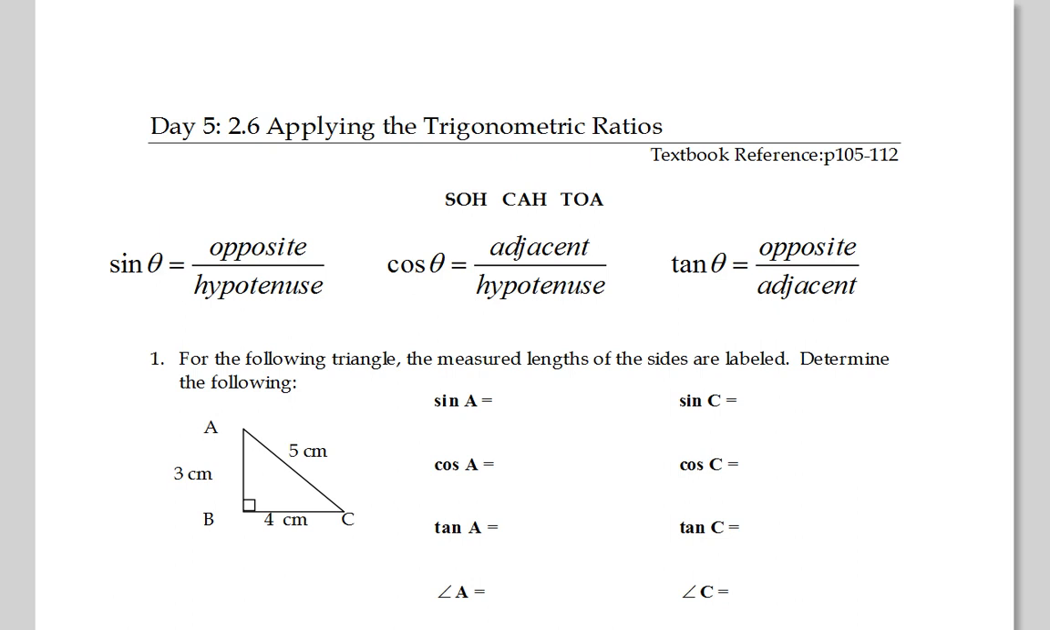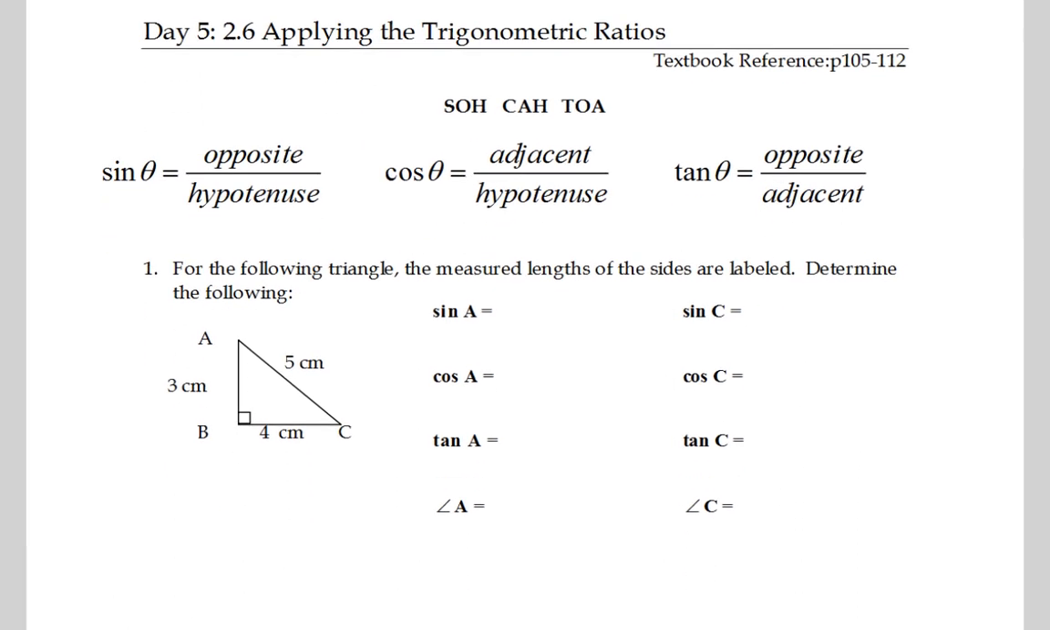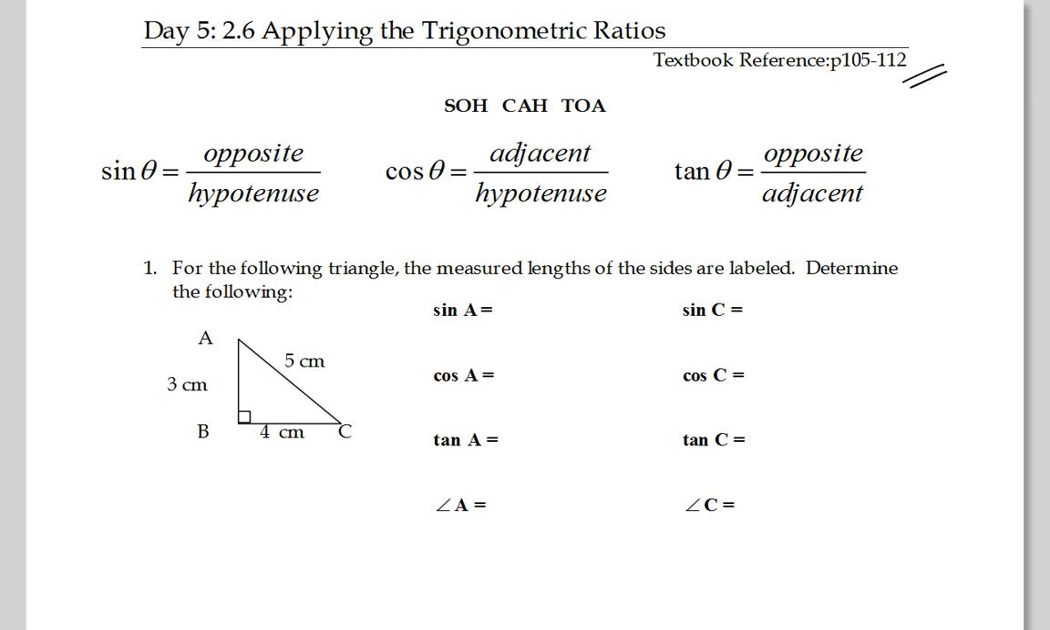Okay, so at the top, you have the textbook reference as where you can find this in the book, and your acronym SOHCAHTOA, which goes with those three formulas. If, for some of you, you want to put this one here, and that helps you with your cross multiplying, this is fine. Okay? So let's build some of these ratios.